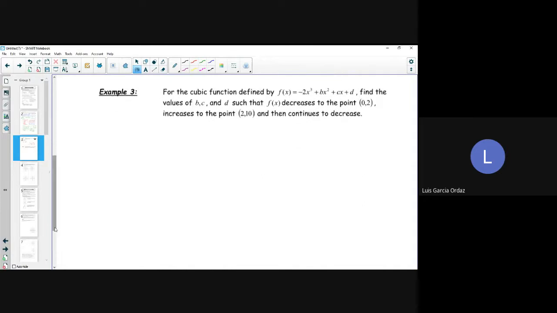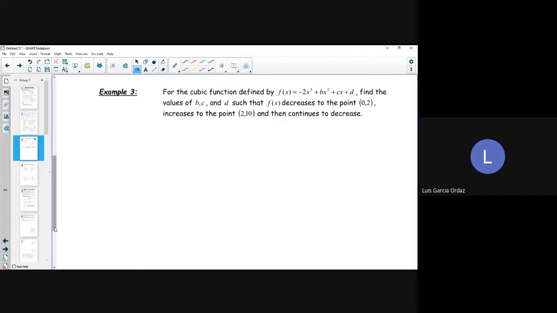Next problem we have is for the cubic function defined by f of x is equal to negative 2x cubed plus bx squared plus cx plus d. We want to find the values of b, c, and d such that f of x is decreasing to the point 0, 2, and it increases to the point 2, 10.